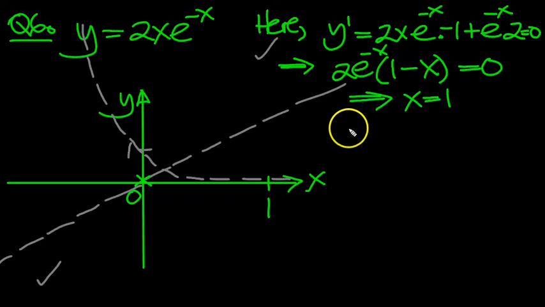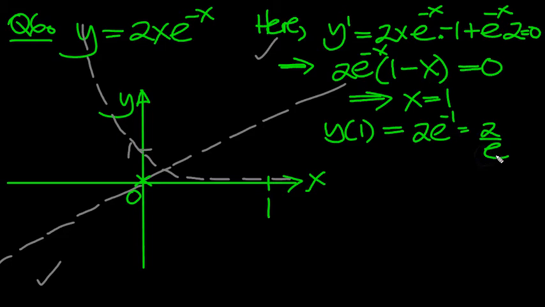So we know there's a turning point here. So let's just work out y(1), which is 2 lots of 1 is 2, e to the minus 1, which is 2 over e. e is bigger than 2, so this number here is less than 1. So it's going to be underneath 1, and there's a turning point here, just underneath 1.